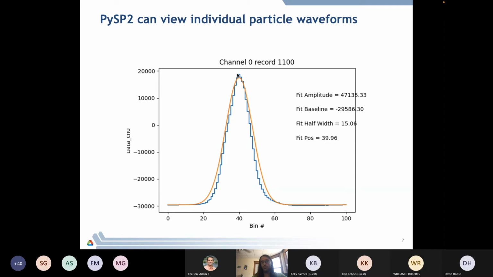So you can view these individual waveforms. You can see if you have Gaussian peaks that tend to represent one particle, or if you have multi-peak distributions, that could be, for example, two particles entering the laser volume, and be able to filter out these events using these derived characteristics.